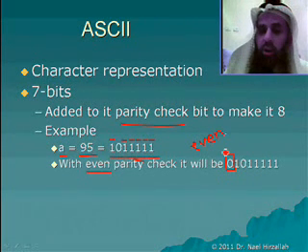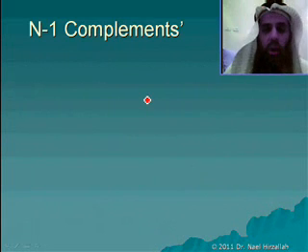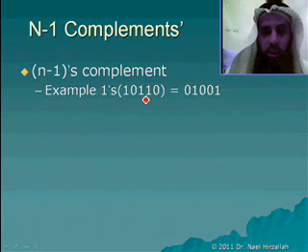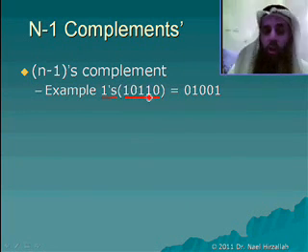However, if the number of ones is odd, we have to put 1 in order to make the number of ones even. Talking about the complements, remember we have the n-1 complement, which in binary, where n is equal to 2, we are referring to the 1's complement. So take the 1's complement of, for example, 10110.